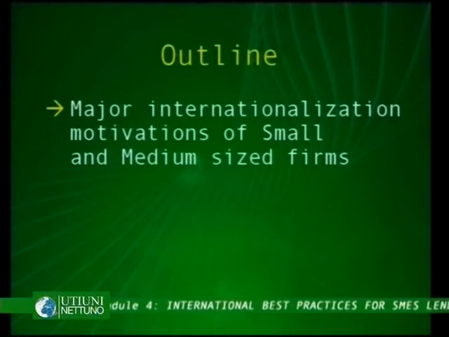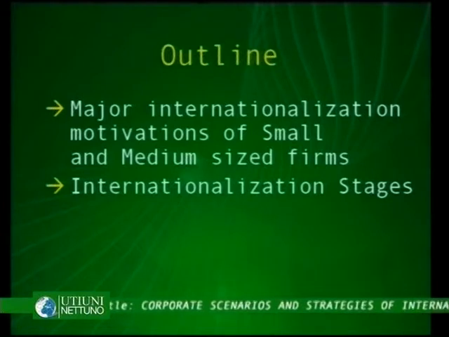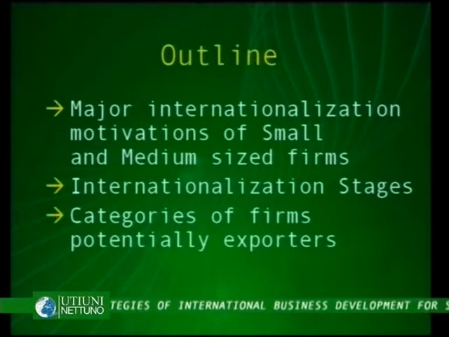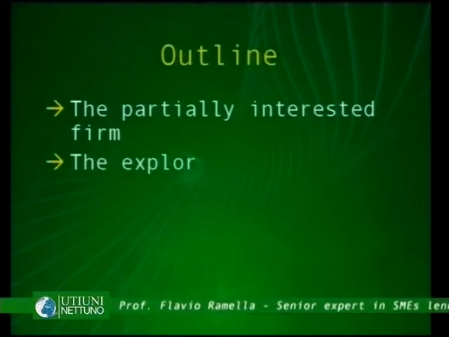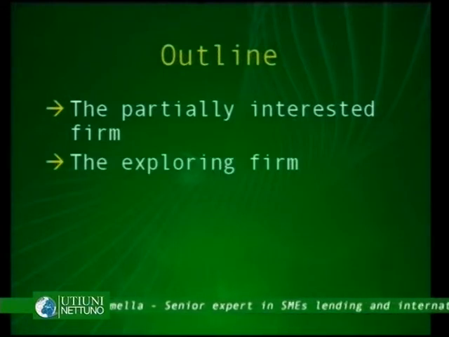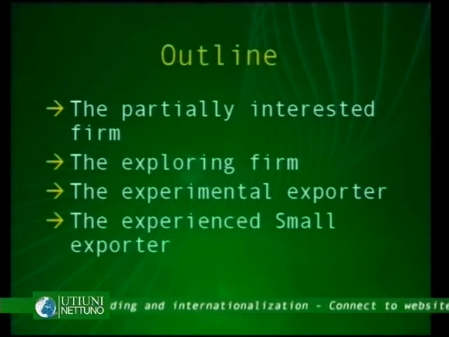The outline of the lesson is: major internationalization motivation for small and medium-sized firms, internationalization stages, categories of firms potentially exporters, meaning the partially interested firms, the exploring firms, the experimental exporter, the experienced more exporter.